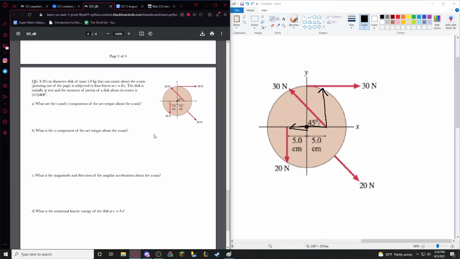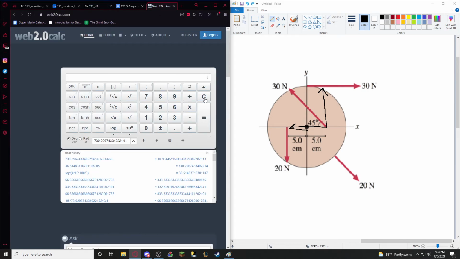Well, now we have to actually calculate the total net torque. You mentioned that for the 5 centimeters, for the 20 Newton force here down on the left, how do we calculate the torque? It would just be 20 times the 5 centimeters. Exactly. So 20 times 0.05.